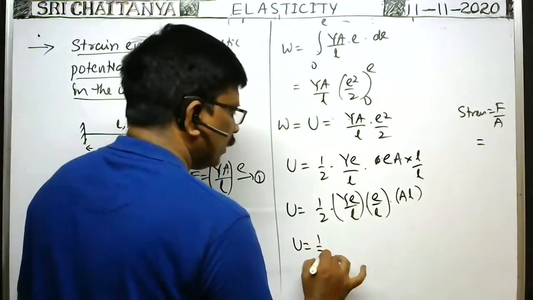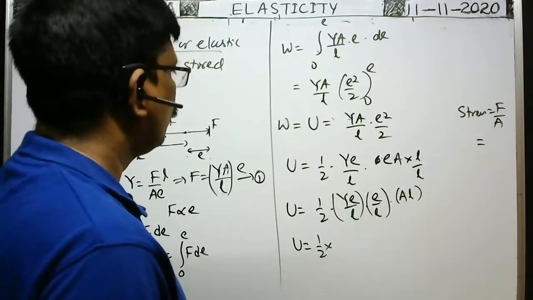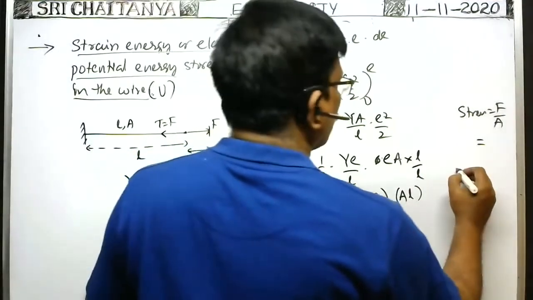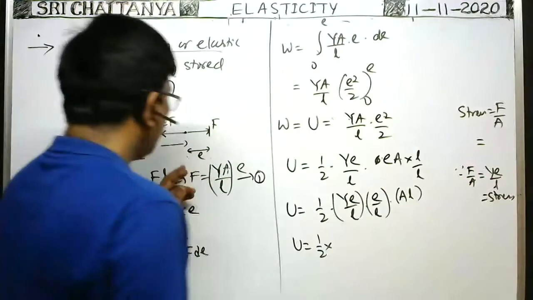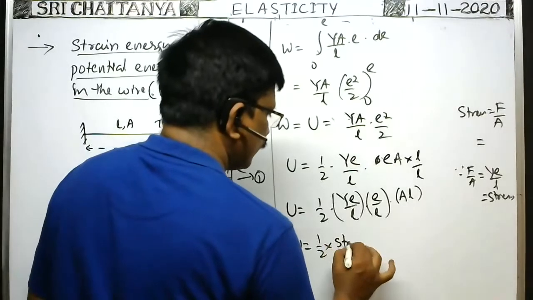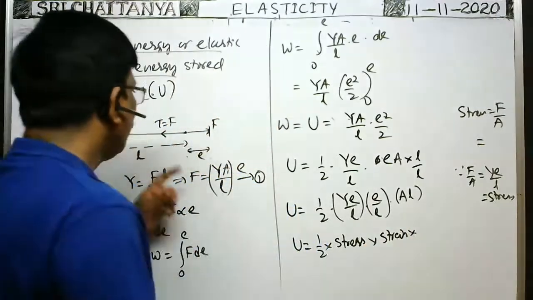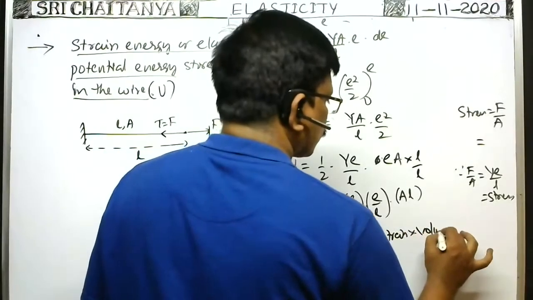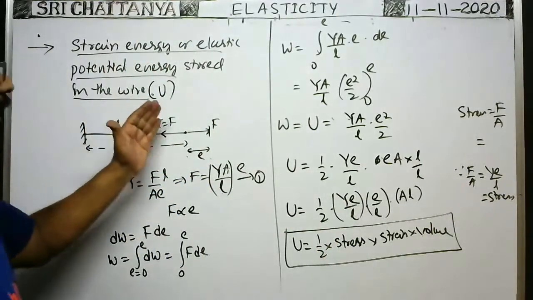So U is equal to half into, what is YE by L? Since F by A is equal to YE by L, that is equal to stress. So YE by L can be called the stress. Into E by L, which we already know is strain. Into the area of cross section of the wire into the length of the wire, that is equal to the volume of the wire. So this is the general formula for potential energy stored in the wire when it is extended by a certain length E.